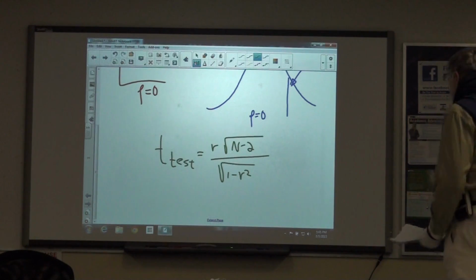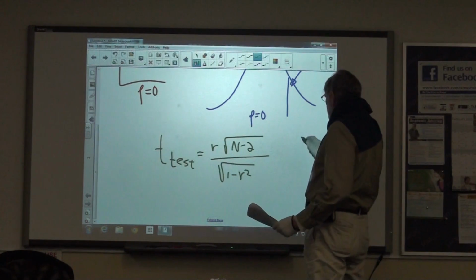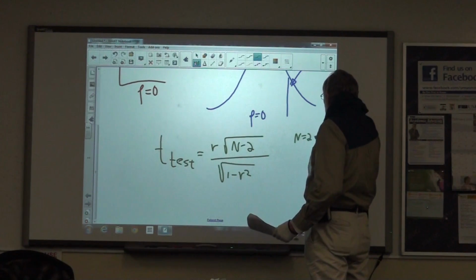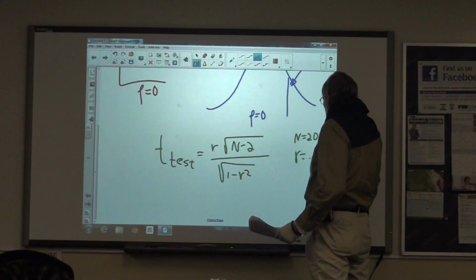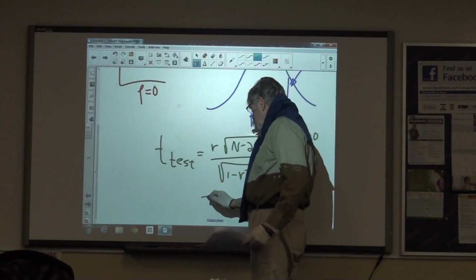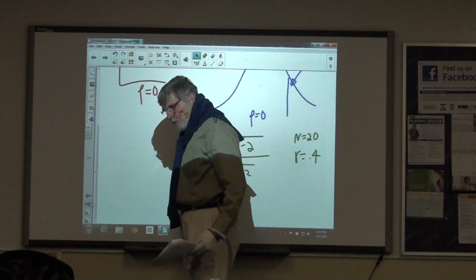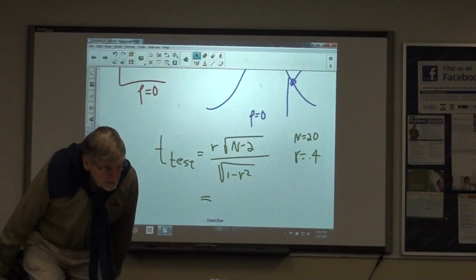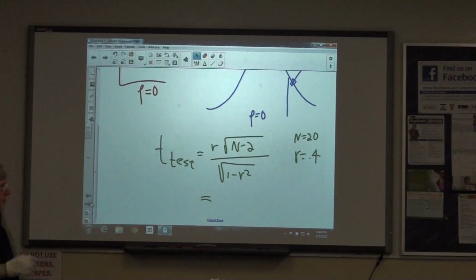So in this problem, we have n is equal to 20 and R is equal to 0.4. So now it's calculation time. I want everyone to calculate the value of T.